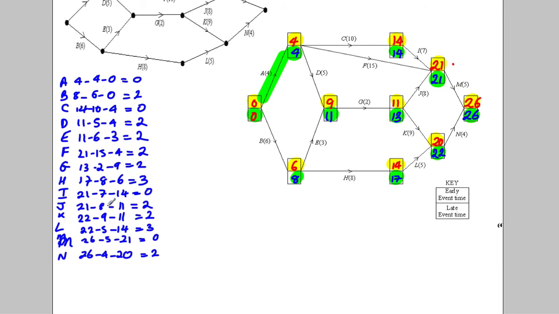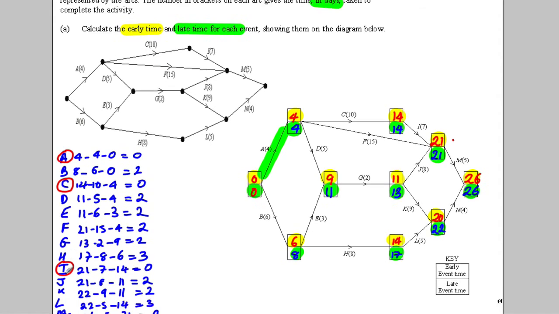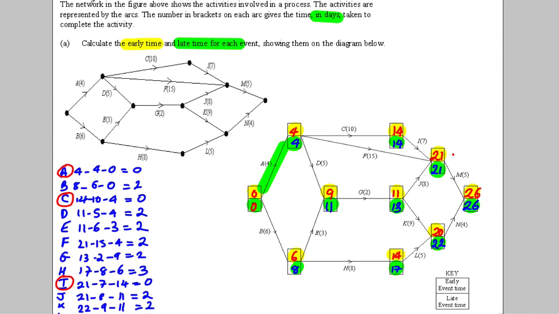Okay, so the critical ones are clearly A is critical, C is critical, I is critical, and M is critical. So A is critical, as on the picture that I've already drawn. C is critical, I is critical, and M is critical. So that's our critical path along there.